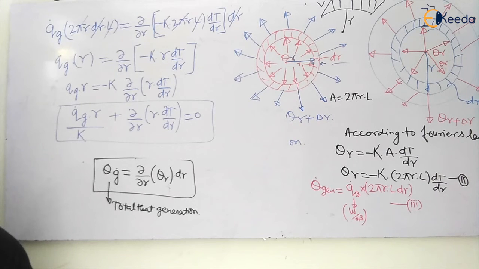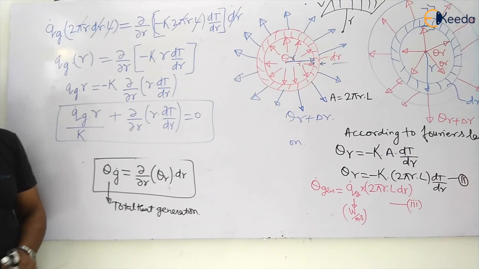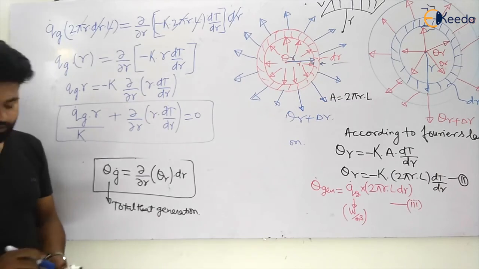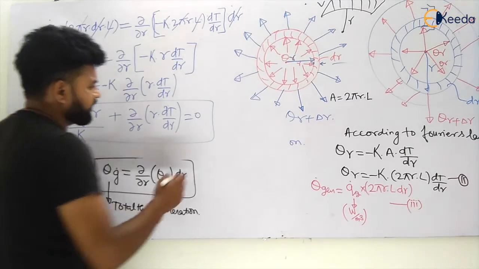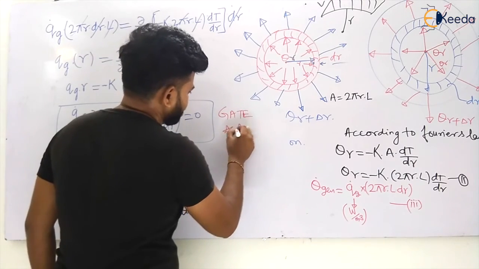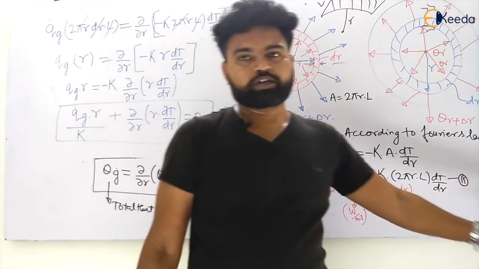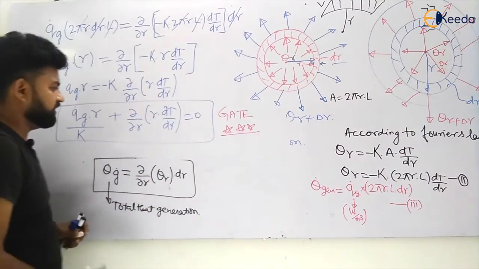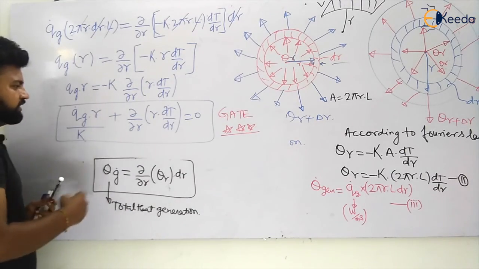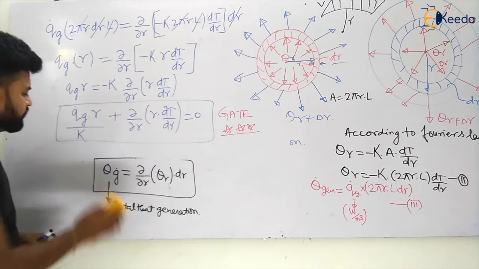Okay. Now if heat generation is 0, my dear students, then what will be the equation? If heat generation is 0, then what can we take? So this will be Qg into R by K plus del by del R of R dt by dr. Very good. So this equation is very much important for your GATE. Kindly remember this equation so that you do not have to derive all this. Okay, so this is the most important equation.